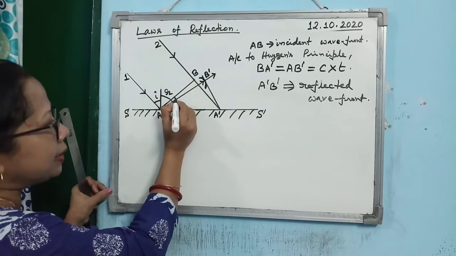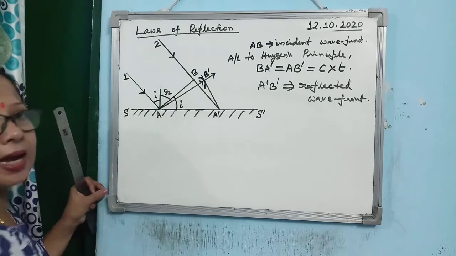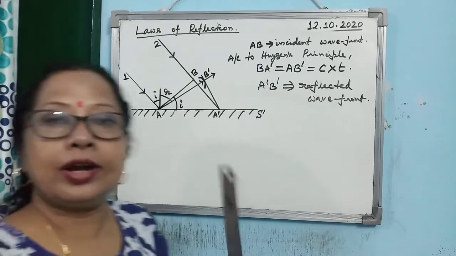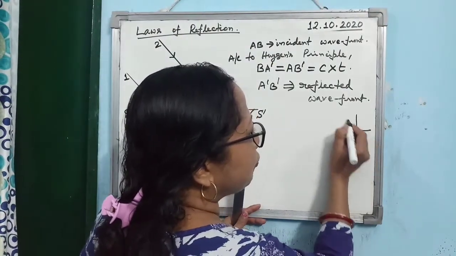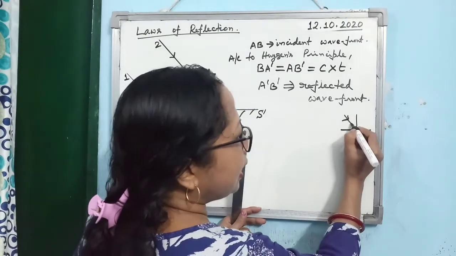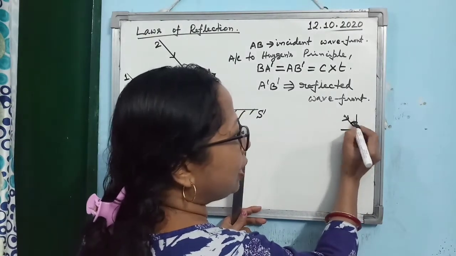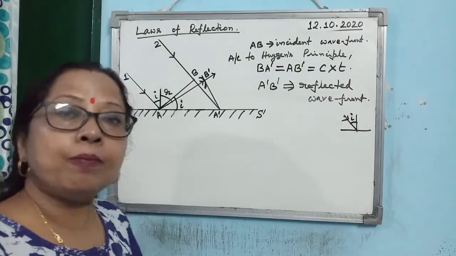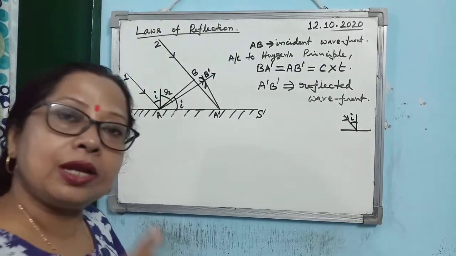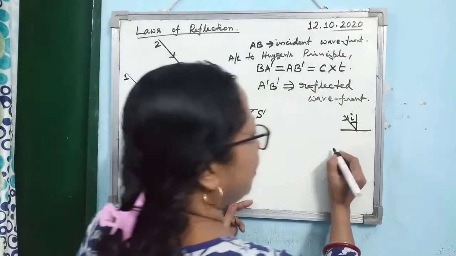So what will be this angle? This is I. So in case of ray optics, how do we consider the angle of incidence? If this is the incident ray, then the angle made by the incident ray with the normal is the angle of incidence. Alright? But for wave optics, how we represent the angle of incidence, very important.